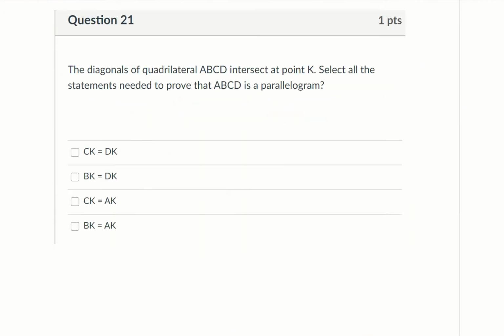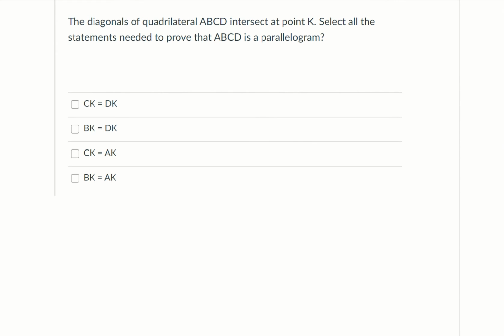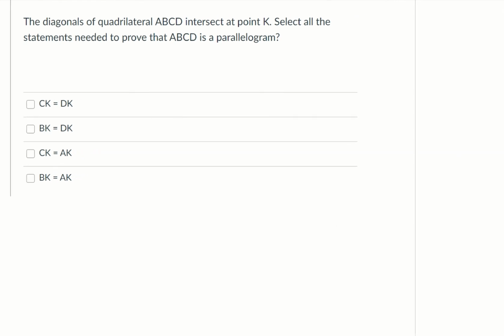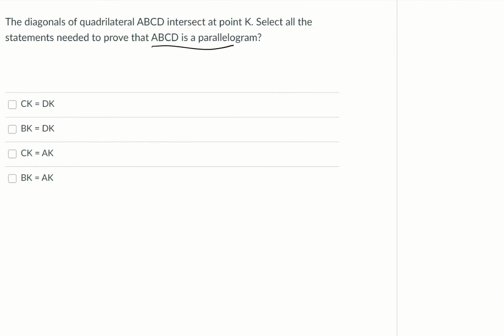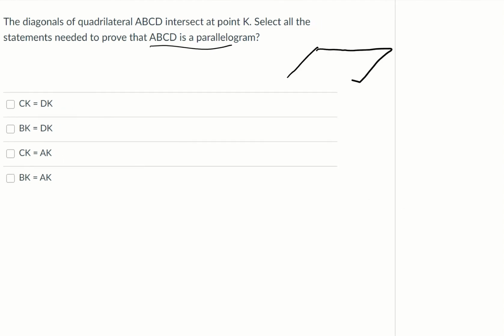All right, so the next question, the diagonals of a quadrilateral intersect at point K. Select all the statements needed to prove that ABCD is a parallelogram. So we have something that's a quadrilateral, and we want to show that it's a parallelogram. So this is parallelogram ABCD, and they said that the diagonals intersect at a point which we'll call K. Remember that for a parallelogram, these have to be congruent and these have to be congruent on both sides, but they're not equal to each other. The red and the purple are not the same length. However, they do cut each other in half in the middle where they intersect.